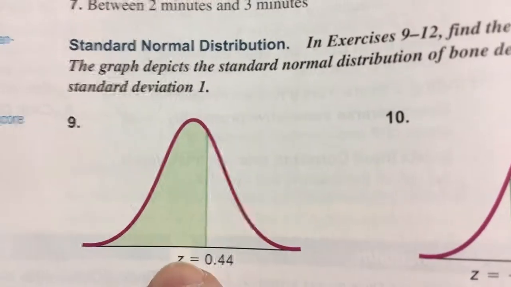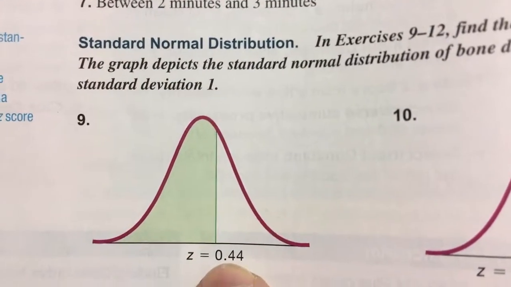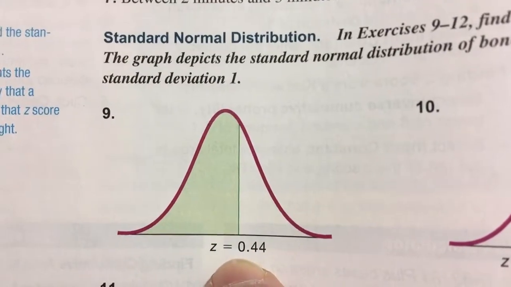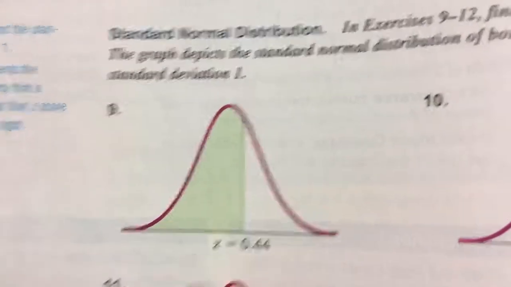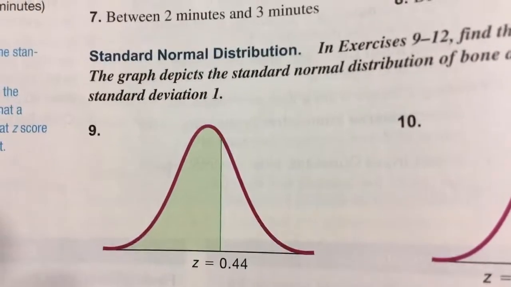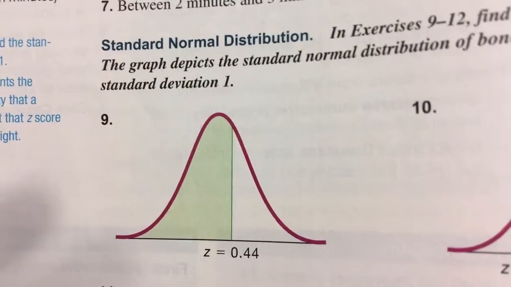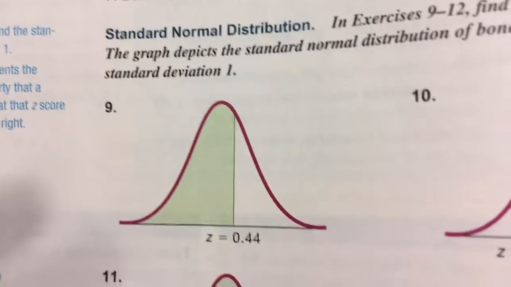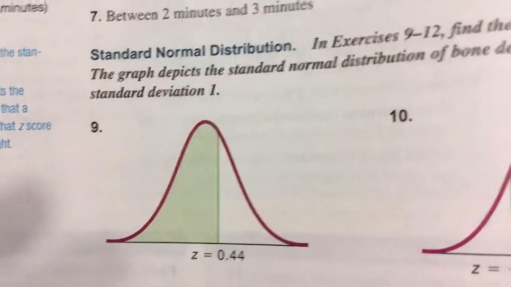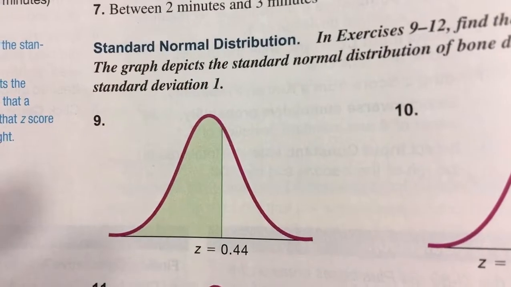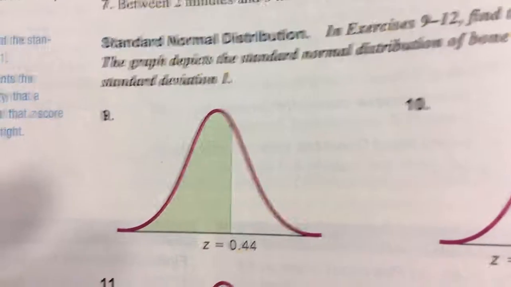And we're going to say the z-score is 0.44, which means I can go to my z-score chart and look up 0.44 in the body of the chart. No, excuse me, 0.44 is the z-score. So we'll look it up in the edges of the chart. So that will give us the area to the left. So let's go to our z-score chart.